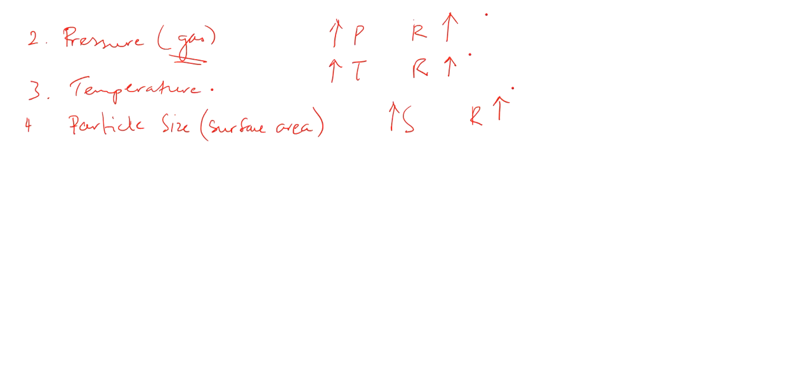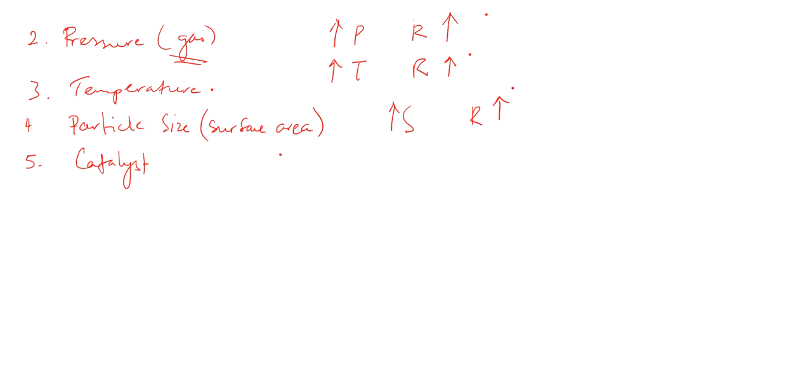Another thing that affects the rate of a reaction is a catalyst. When we put a catalyst, the rate tends to increase. Let me show you why. What the catalyst does is provide an alternative pathway for the reaction to occur, and usually one that has a lower activation energy.